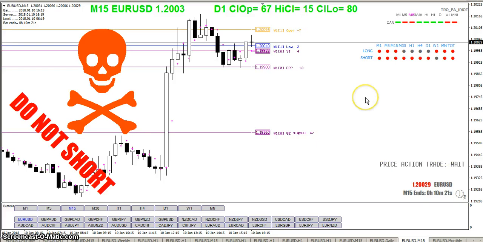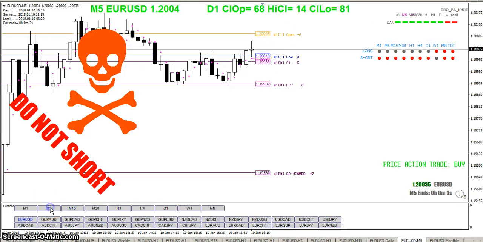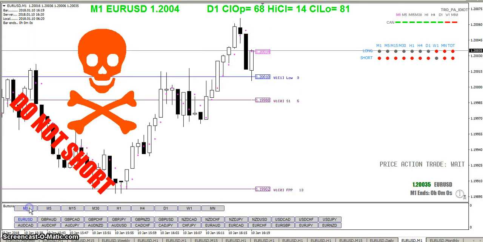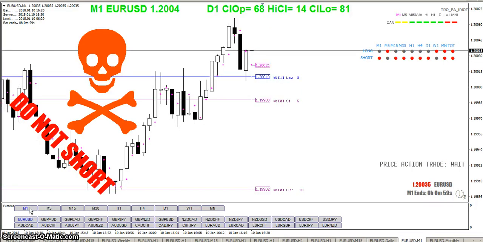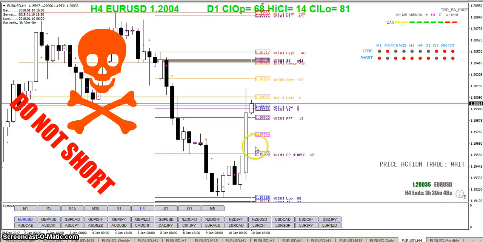I call it training wheels because the indicator is just reminding you. So in this case, you do not want to go short above the previous candle's midpoint. So you see here, you're on M15, so don't even think about shorting. If you're on M5, if you're on M1, see, it's opening above, so you don't even think about shorting. That's what it's telling you. H4. Don't even think about shorting.